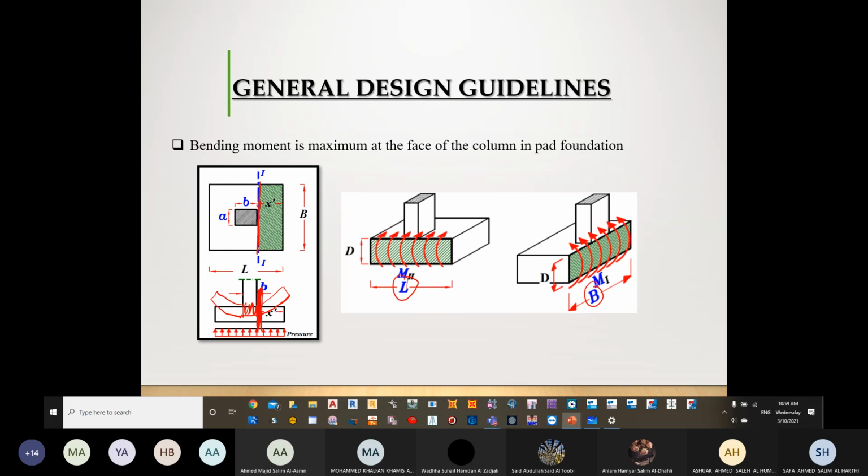Returning back to our presentation, you can see that we have said two values of M should be calculated for both directions. If the foundation is somehow symmetrical, then your M1 and M2 are the same. If the foundation is not symmetrical, then you need to have M1 and M2 and design for both of them, like we are designing for two-way slabs.